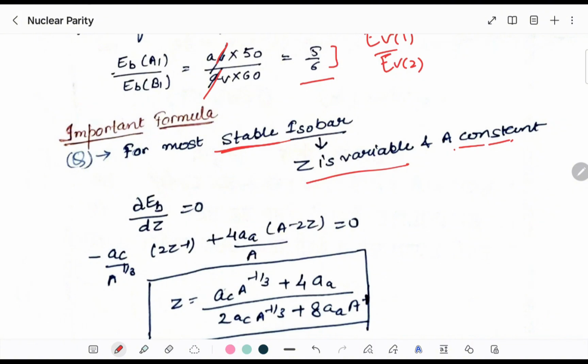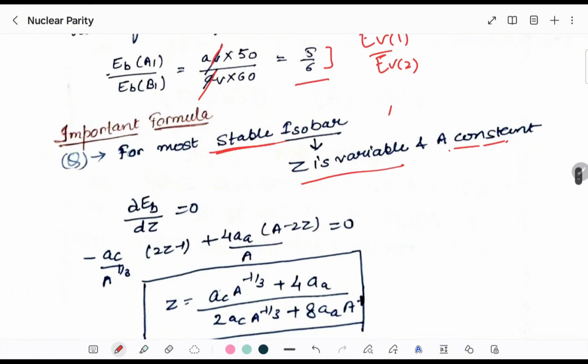When we write a bar over any object, we write it as X bar, with the bar on the upper side. Bar on the upper side means the upper number of the nucleus. Like we always write A on the upper side, we will take it as a constant and we will vary the lower term like Z. We will vary the Z in the nuclei. Now we need to calculate the most stable isobar.